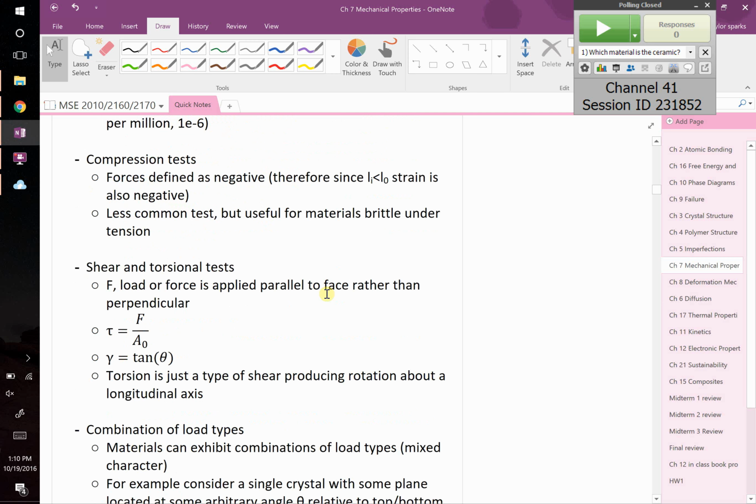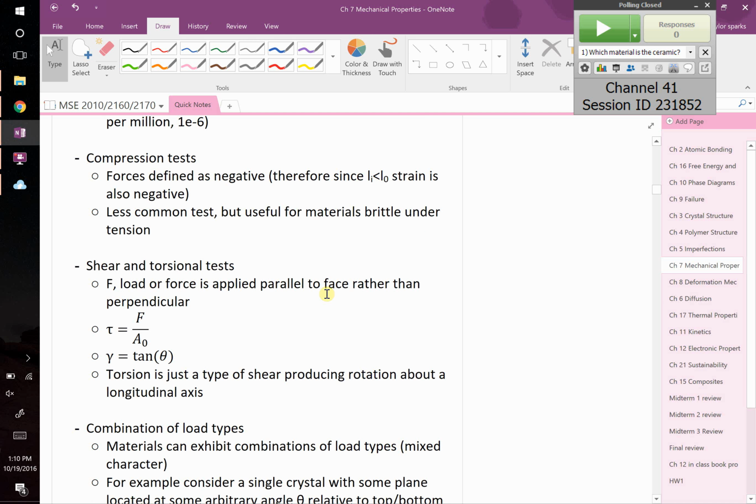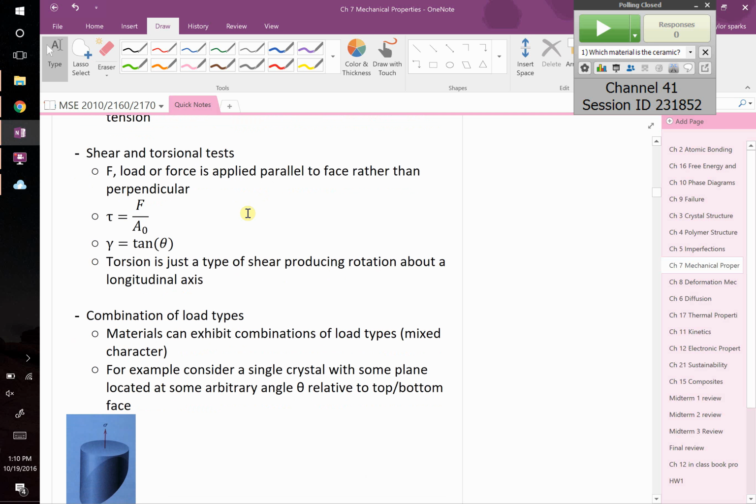Now there's compression test. We said before that force, if it's pressing down on a material, we call that a negative force. These are less common. They're still useful for a lot of things. They're just less common. There's shear and torsional tests. The big thing to remember here is that the force is now applied parallel to the face rather than perpendicular.